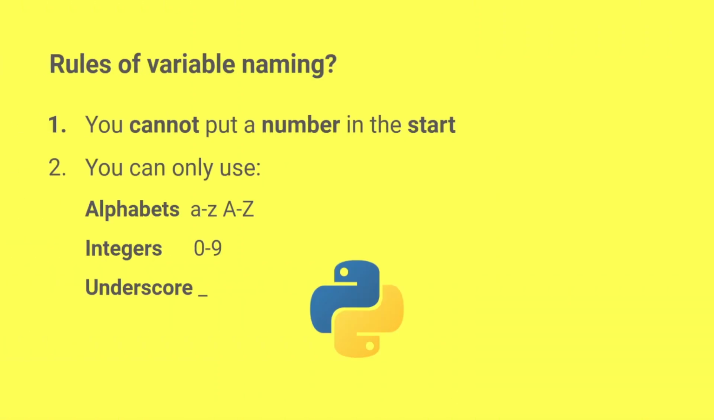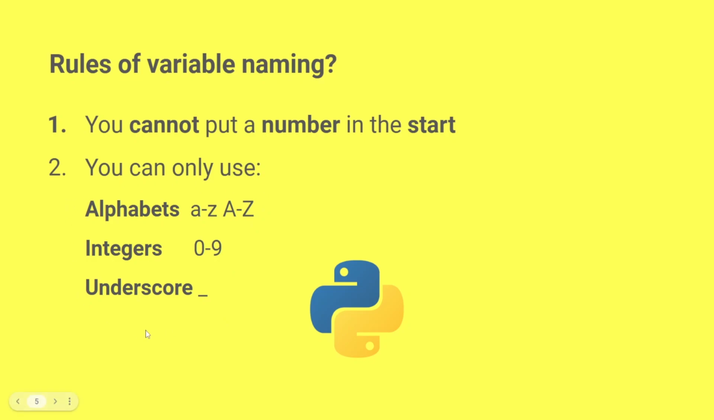All right, the second and the final rule is that in the name of a variable, you can only use these. You cannot use any other character besides these. So in the name of a variable, you can use alphabets, and that includes lowercase alphabets from a to z, as well as uppercase alphabets from A to Z. You can also use integers, 0 to 9, any integer. The final thing that you can use in the name of a variable is underscore. If you try and use any other character besides these, you will get an error.